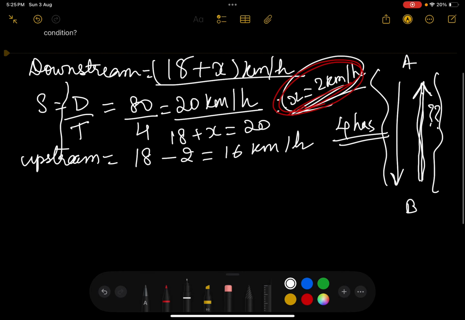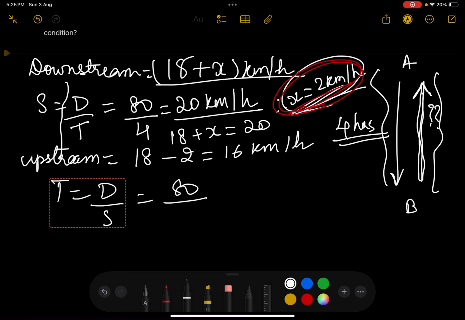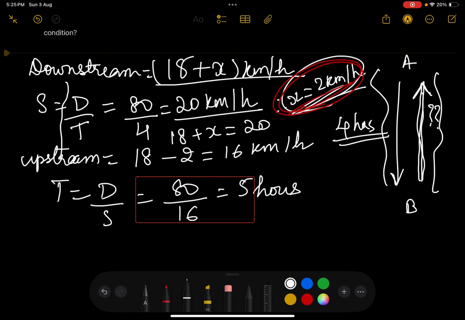So to go upstream, we know that we again need to find out the time, and we know time is distance by speed. Like I told you, 80 will remain constant. This distance is the constant, so 80 remains here, and the speed will be the upstream speed, which is 16, correct? Now this will give you 5 hours.